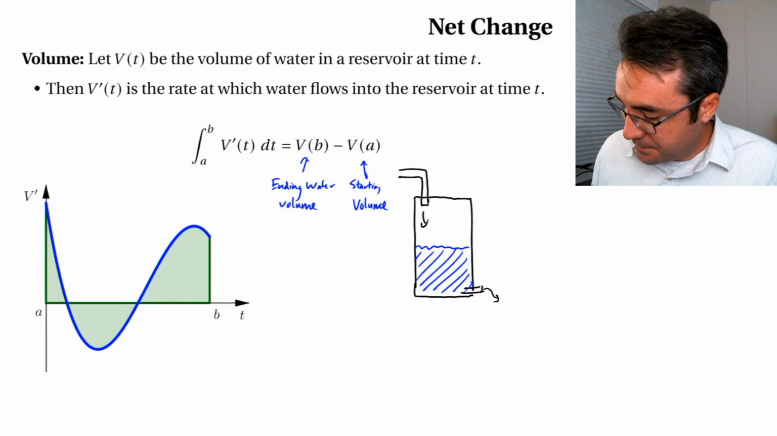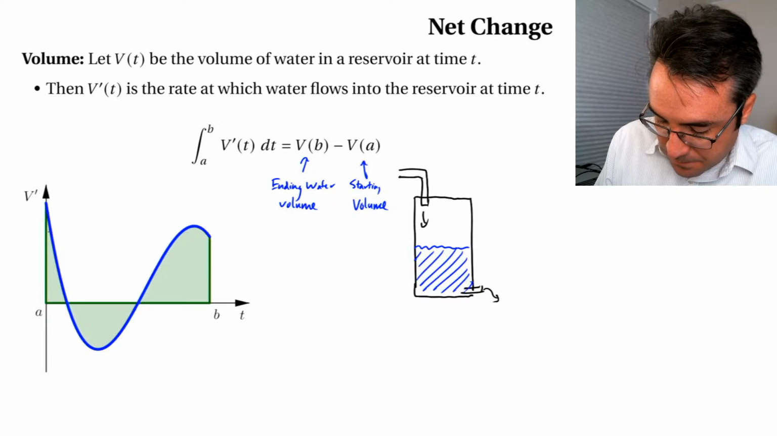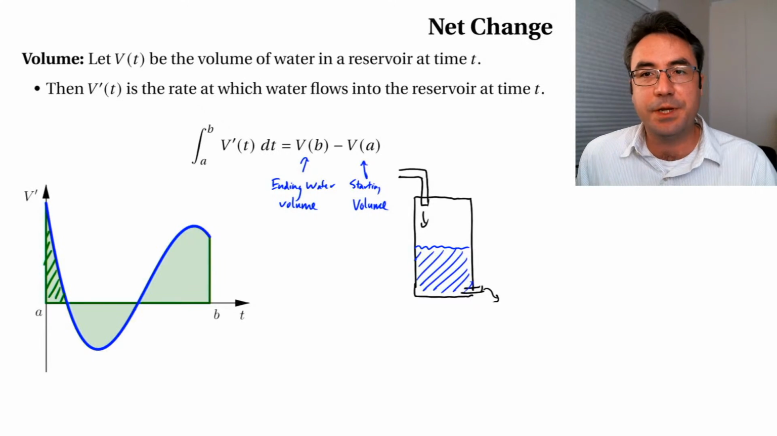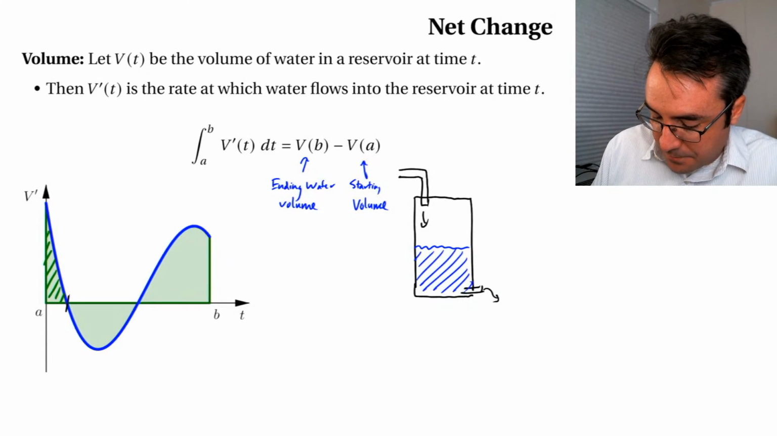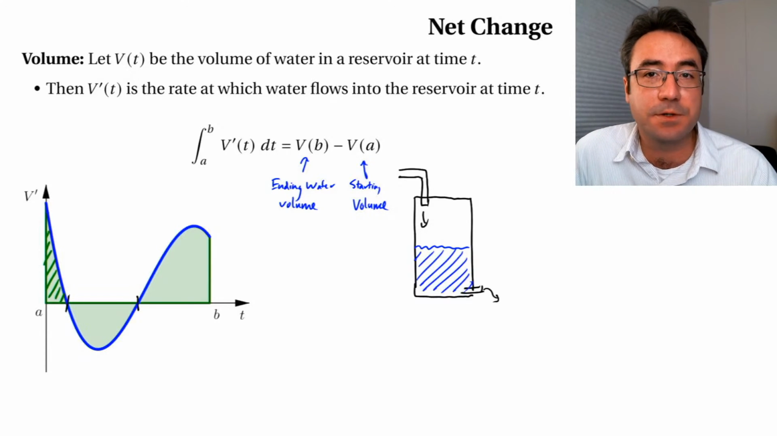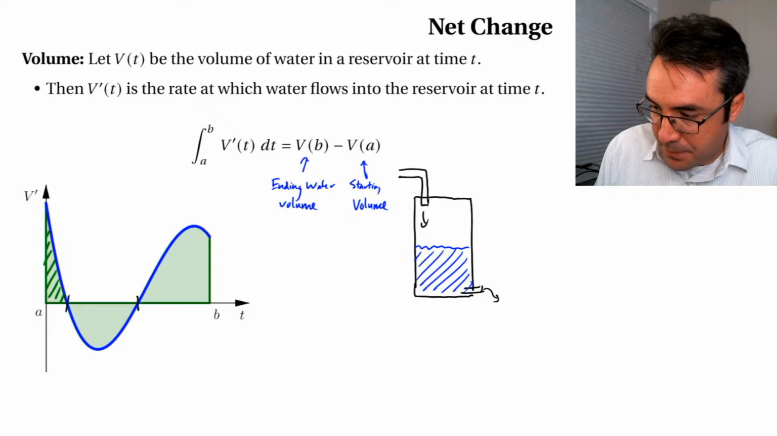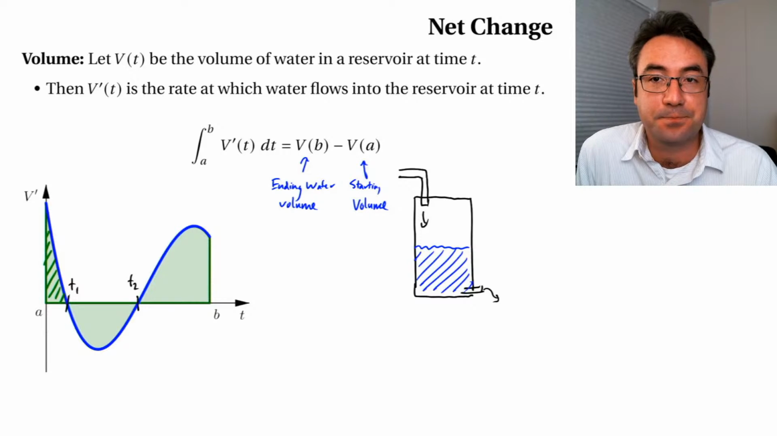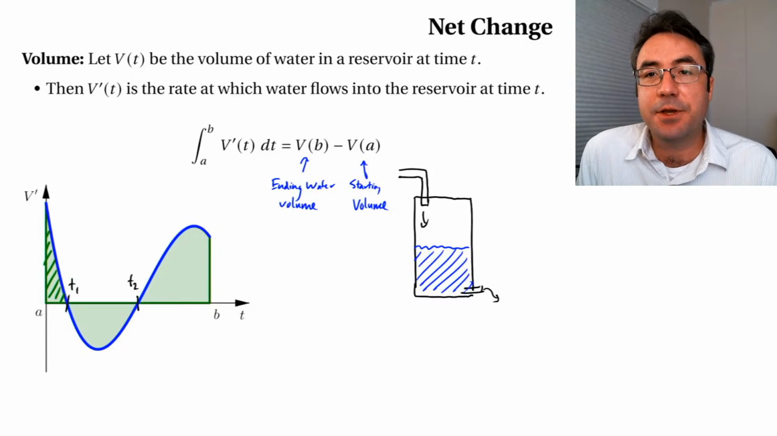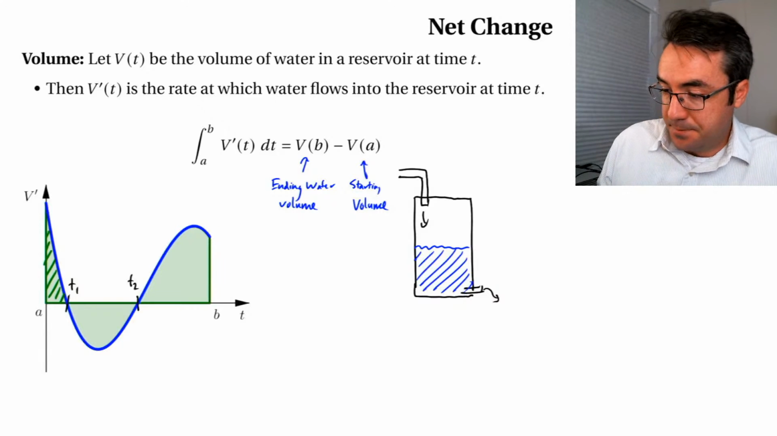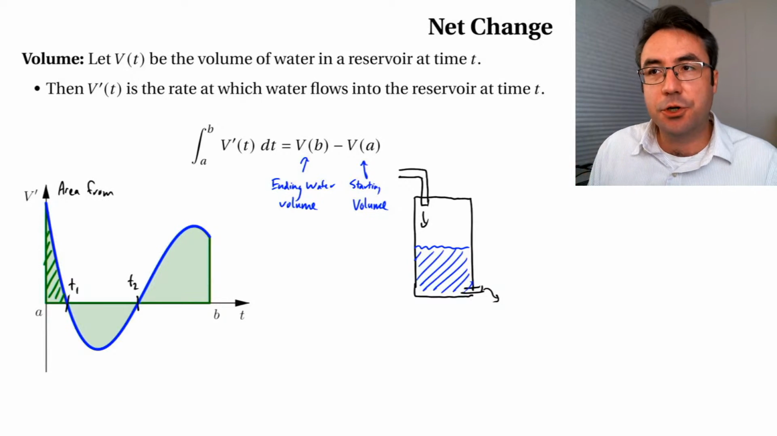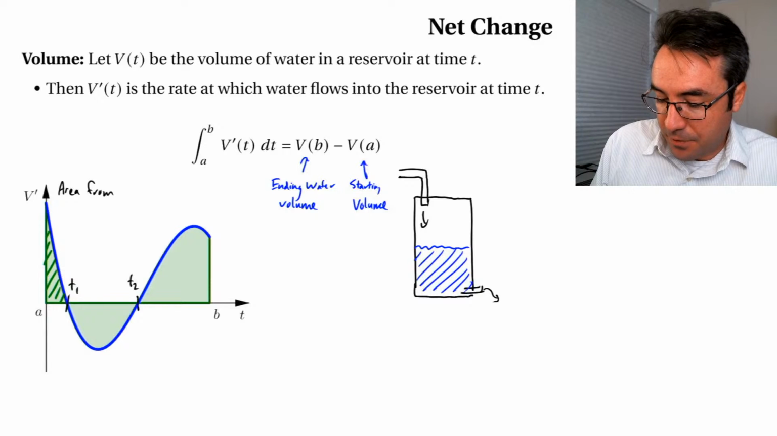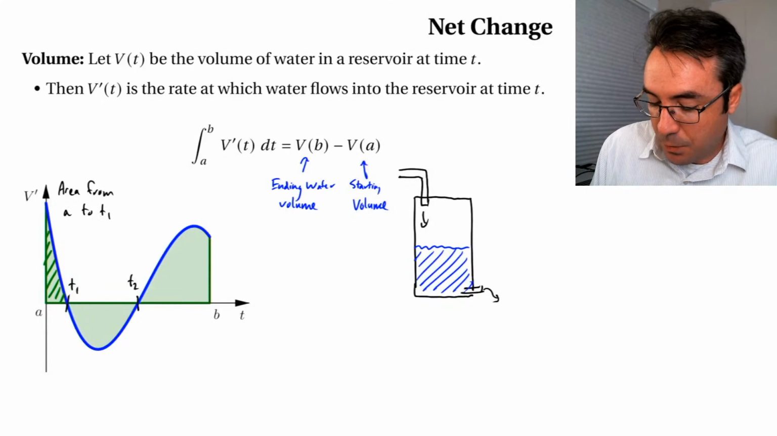So let's look at, we'll start with this first little region here. So maybe let's label these places where V prime crosses the horizontal axis. So maybe let's say this happens at t1, and this one happens over here at time t2. And so if we could calculate the area of that first shaded region, what does that represent? So what would be the interpretation of the area from A to t1?